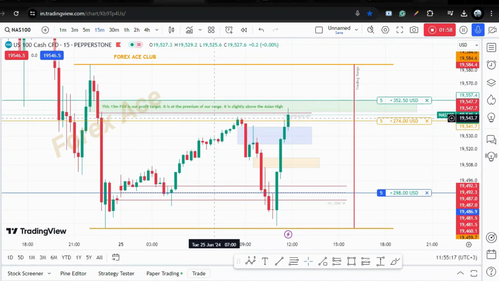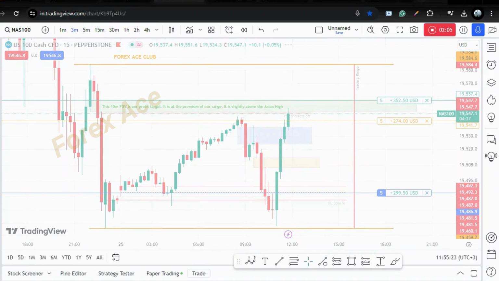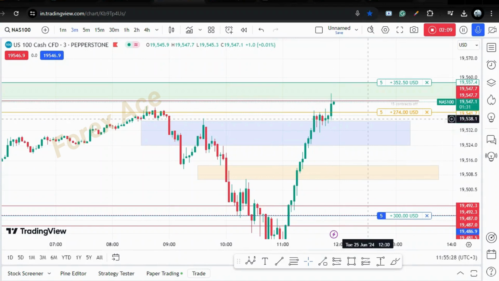So I think I'll just watch and wait to see what the market will do. Let's go to the lower time frame. And you see, this is so beautiful.